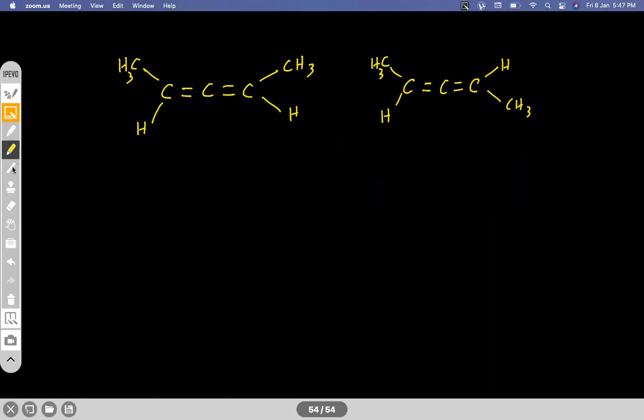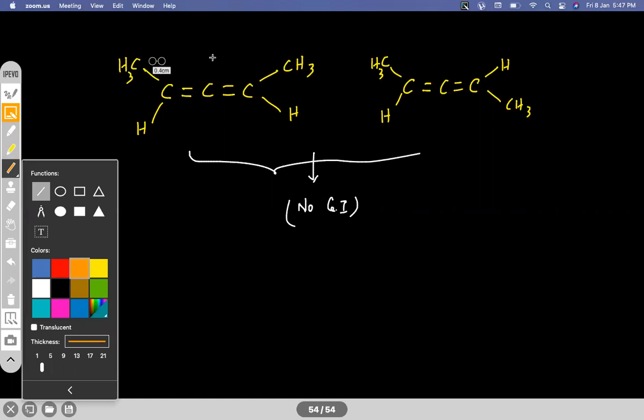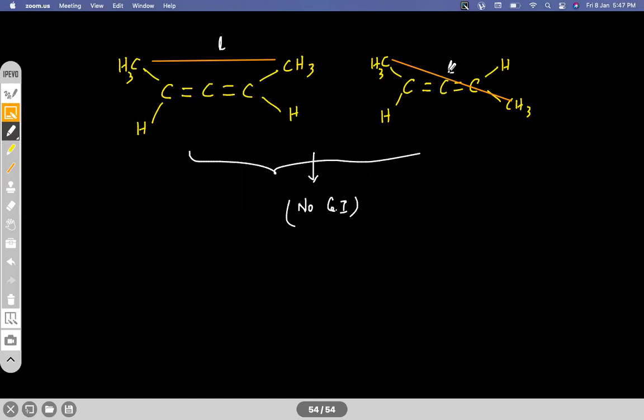Okay, so this type of compound, it won't show geometrical isomerism. No GI possible here. Keep that in mind, because it looks like the distance is different, but here the distance between these two CH3 groups is exactly the same. It is a non-planar compound, does not look like it, but this distance is exactly the same. Hence, it does not show geometrical isomerism. All the repulsion, steric hindrance, everything is exactly the same. That's why GI is not possible in this, but it shows optical isomerism.